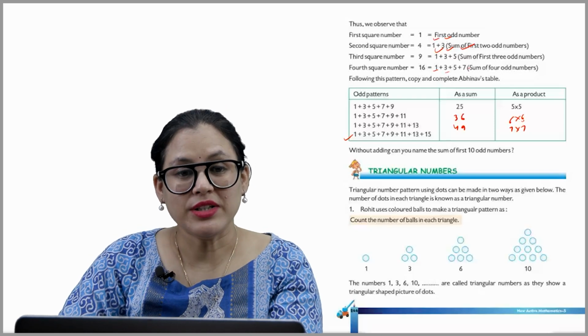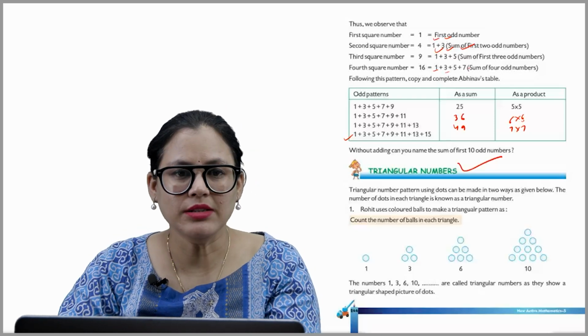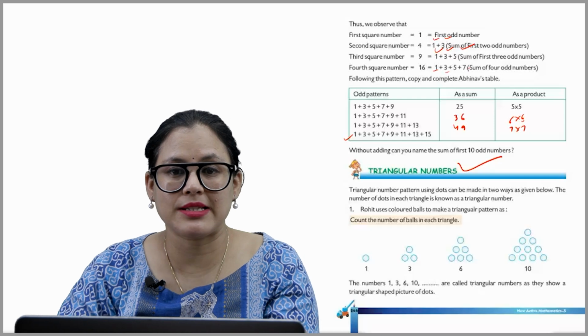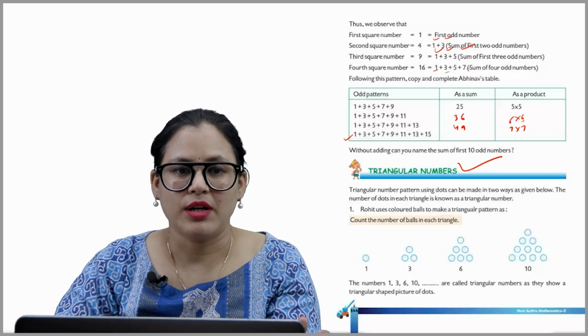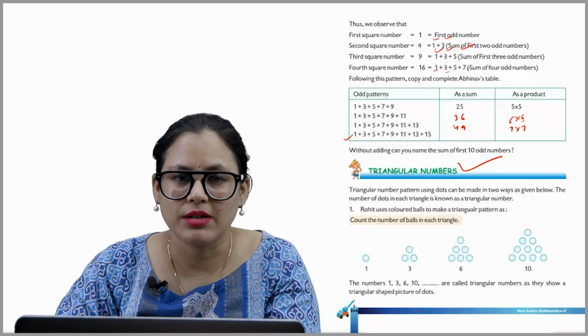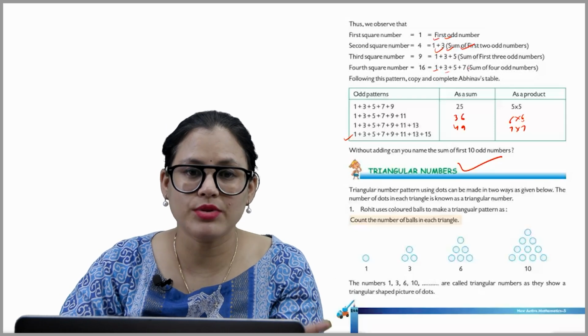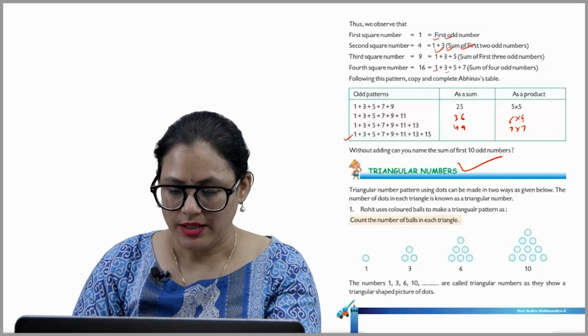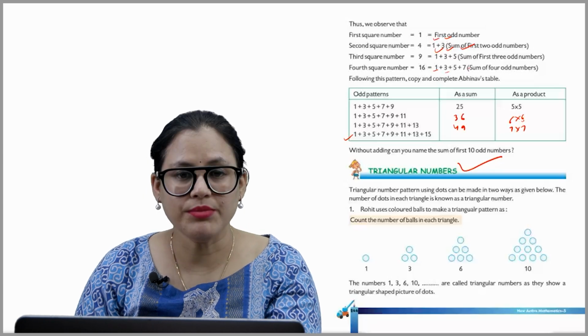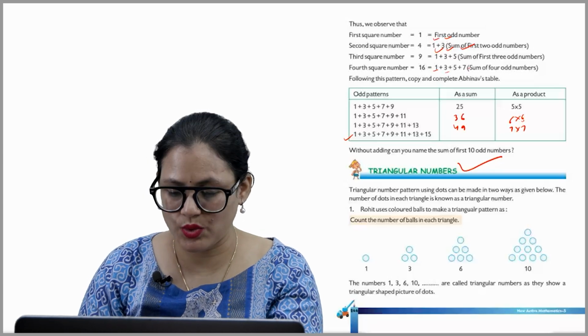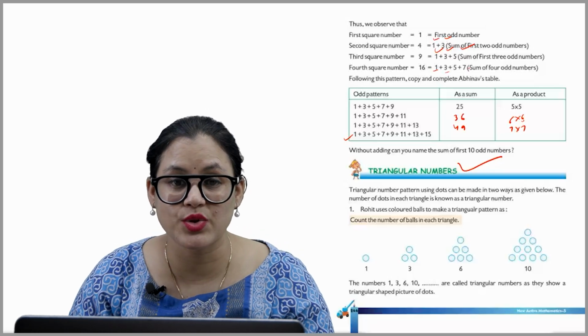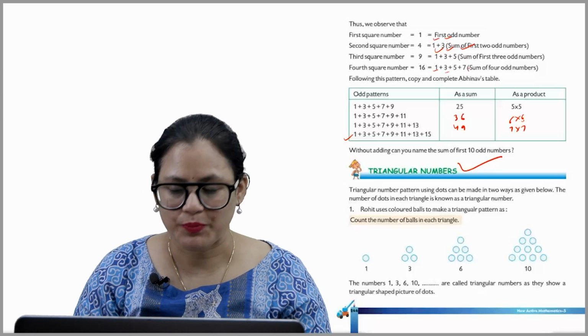Okay. Triangular numbers. Triangular number pattern using dots can be made in two ways as given below. The number of dots in each triangle is known as triangular number. Number 1, Rohit uses colored balls to make a triangular pattern as. Count the number of balls in each triangle. 1, 3, 6 and 10. The numbers 1, 3, 6, 10 and so on are called triangular numbers as they show triangular shaped pictures of dots. Right?